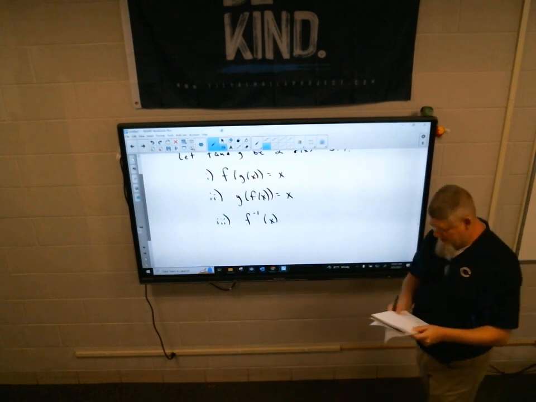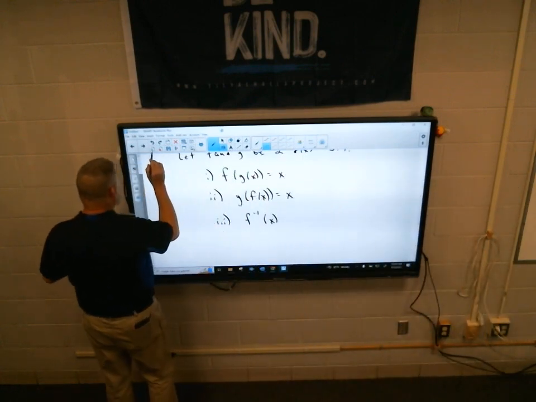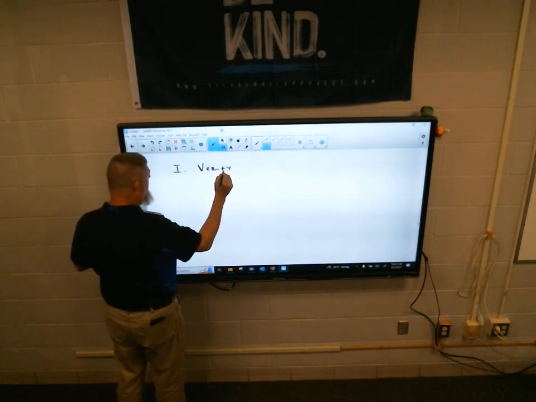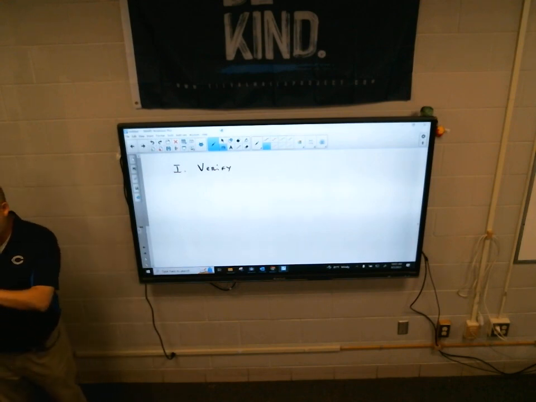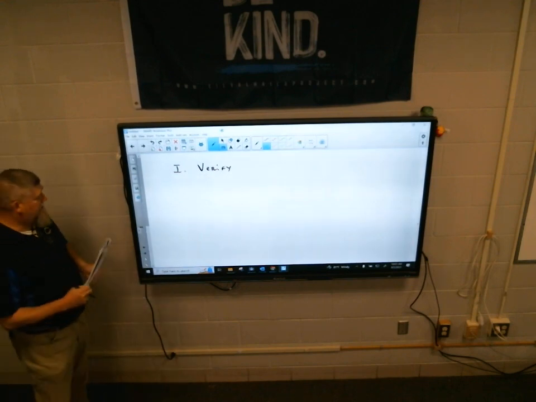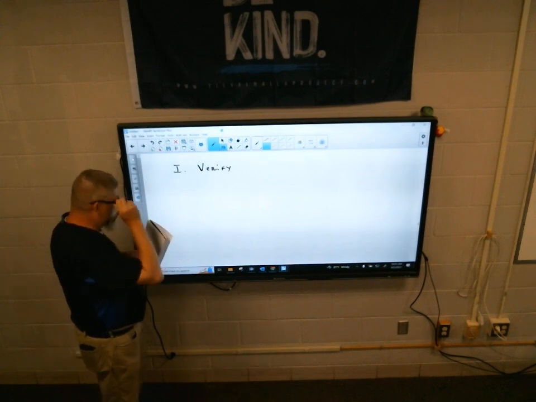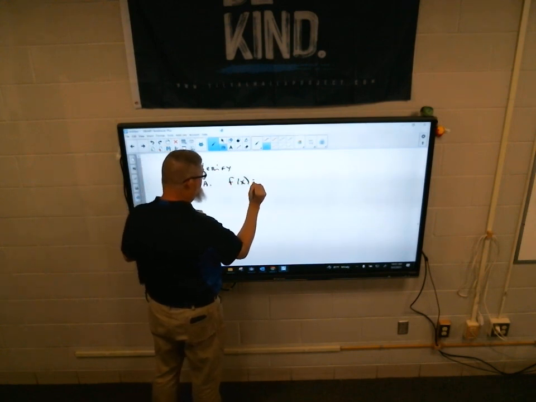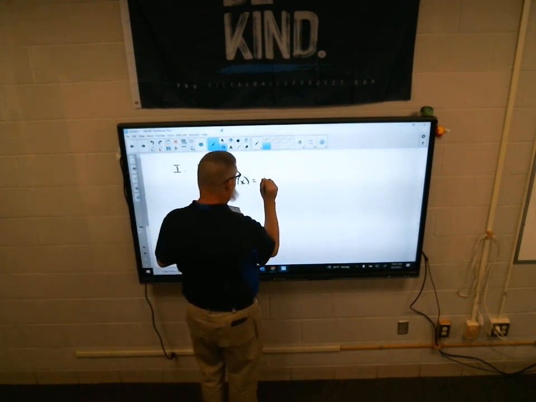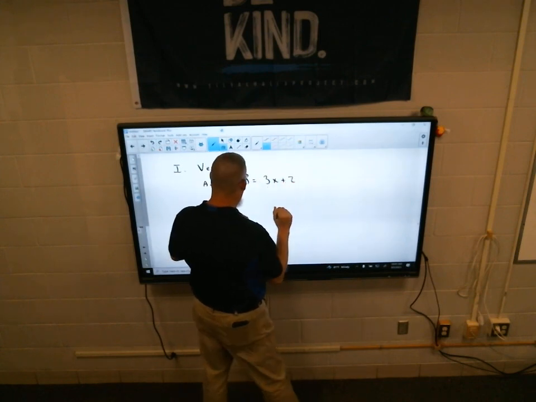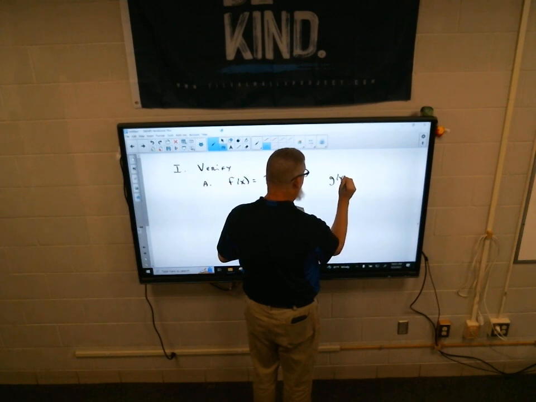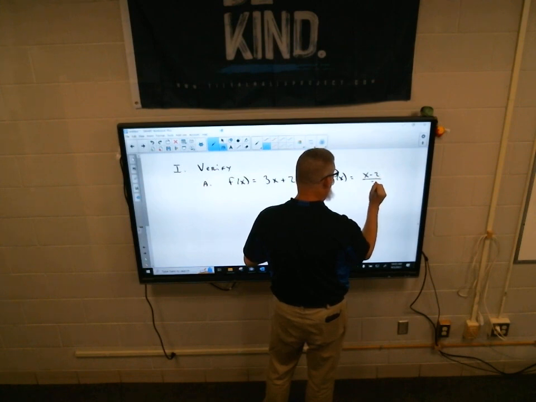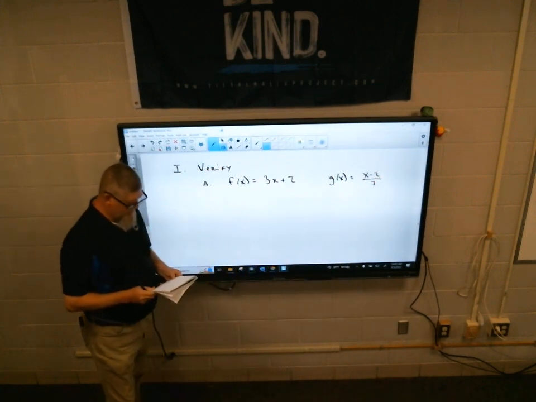Let's give an example. One type of homework problem you're going to see, Roman numeral 1, is going to say verify. In other words, it's going to give you two functions, and you have to tell me yes or no whether they are inverses. So let's give you two. Let's say f of x equals a really simple linear problem, 3x plus 2. And then let's give you g of x, which happens to be something like (x minus 2) divided by 3. And the directions say to verify.